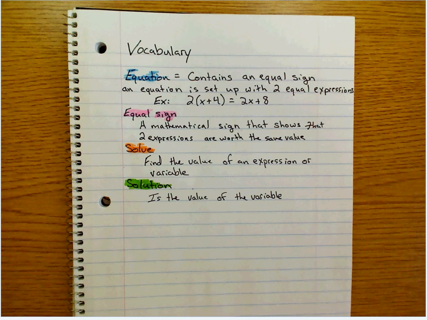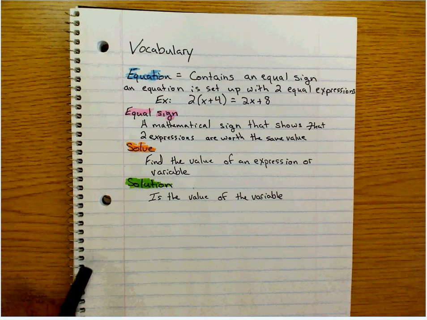All right. Here are the 4 vocabulary terms that you have: equation, equal sign, solve, and solution. What I want you to do is pause the video right now, fill these into your notes, make sure you include the example for an equation, and then go to the first page of your notes. Okay? So pause it now.